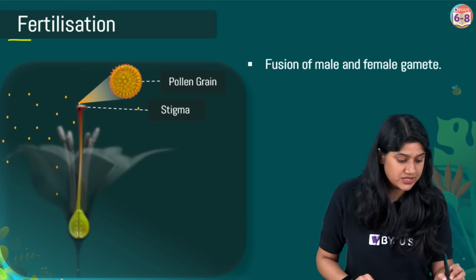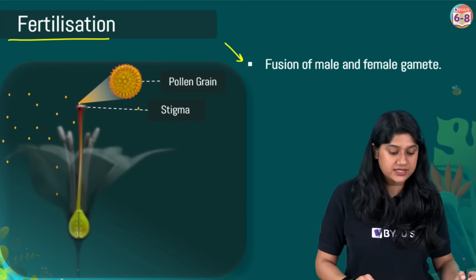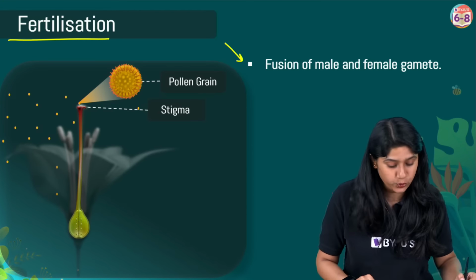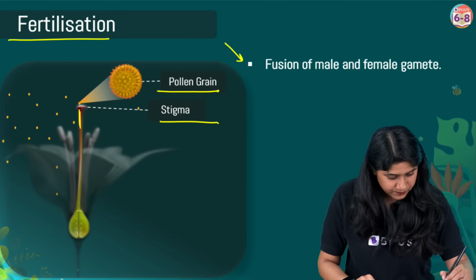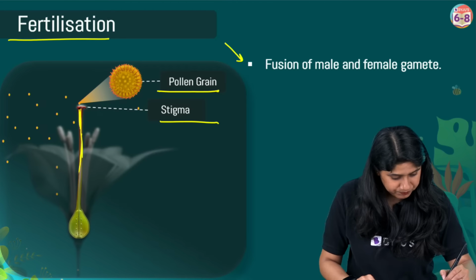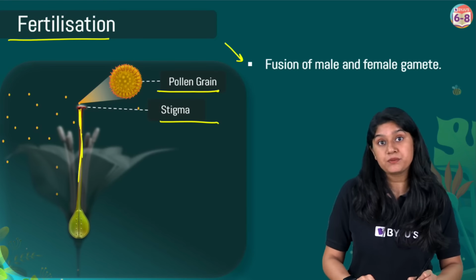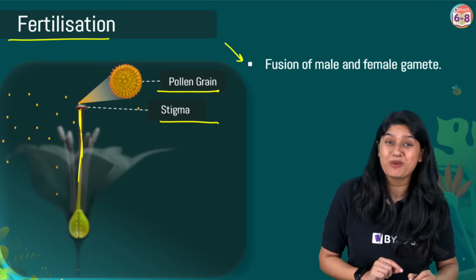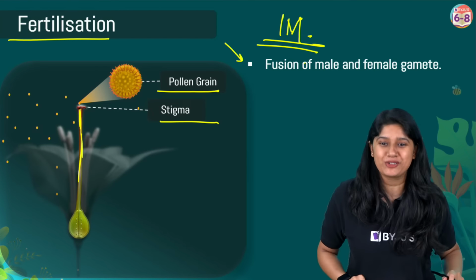So fertilization is nothing but the fusion of the male and female gamete, and after the fertilization we will see the formation of zygote. So over here we have the pollen grains and over here we have the stigma. Inside this style we'll see the formation of the pollen tube. This is really very important from the exam point of view. So please make sure you remember that. The definition of fertilization can come for 1 mark. So please make sure you have a note of that.